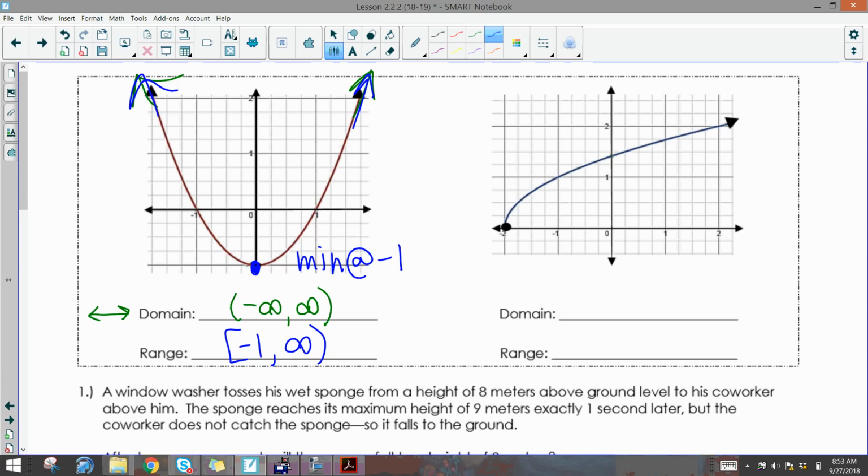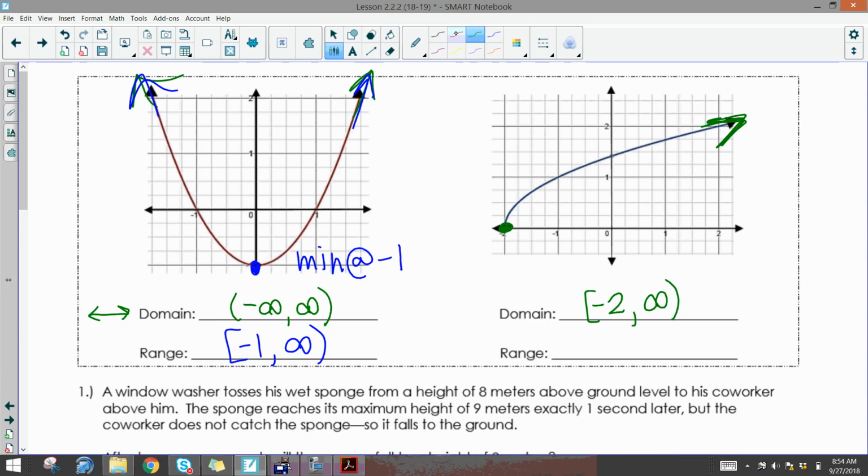Okay. Over here for domain, I only have one arrow, you guys. This arrow is over here, but this is a starting point. So my domain goes from -2 with a bracket, because that's a circle, it's a point on the graph, not an open circle, to infinity because this arrow is going to the right forever.